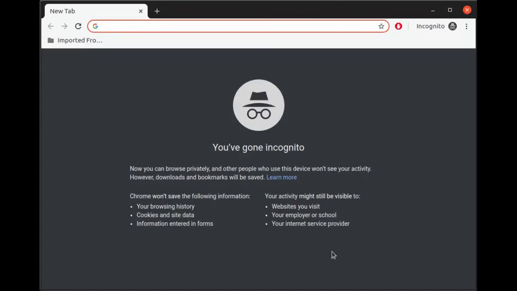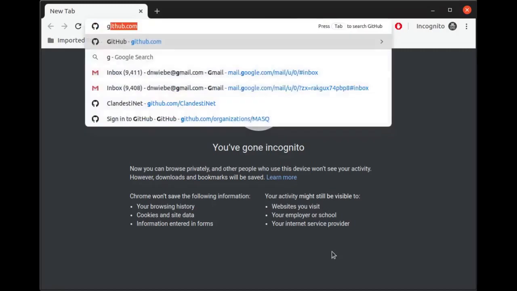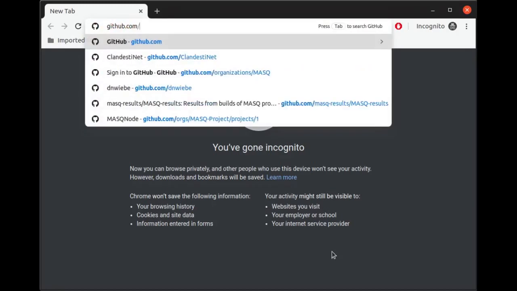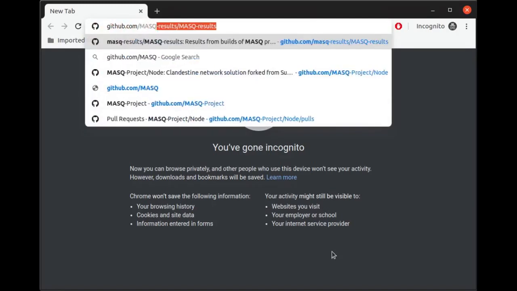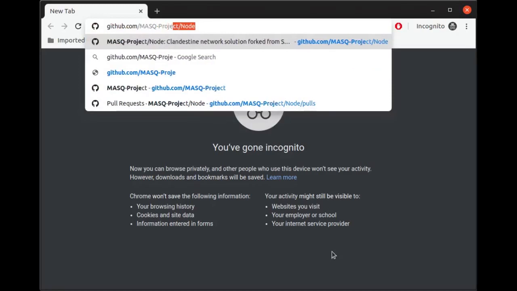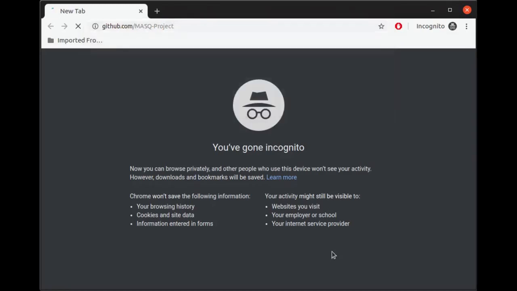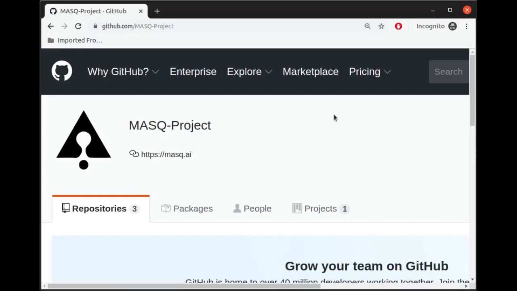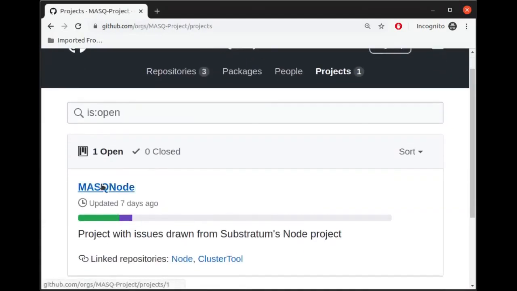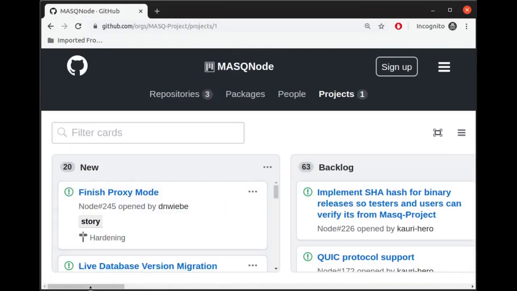All right, now let's talk about actually testing a real card. Let's go look at the card wall again. GitHub.com, mask, project. Okay, here's our front page again. Let's look at projects, mask node. We've done this before. Here's the card.